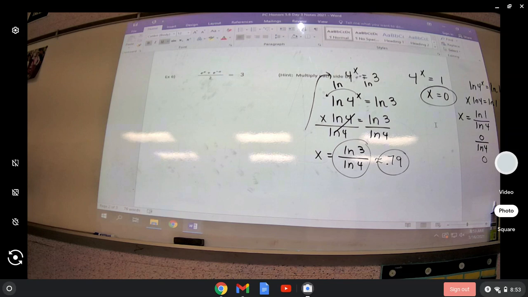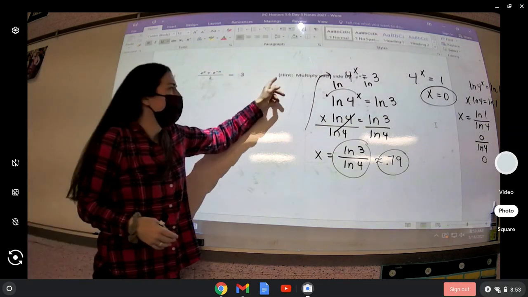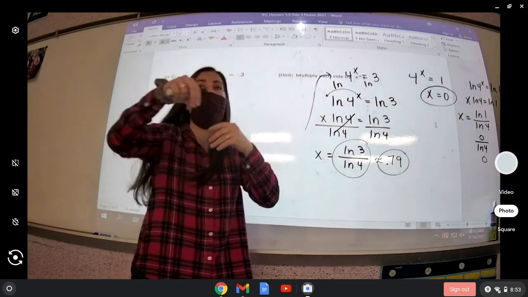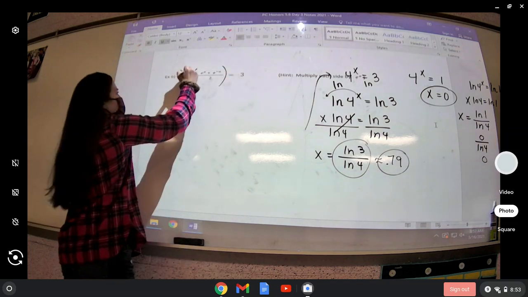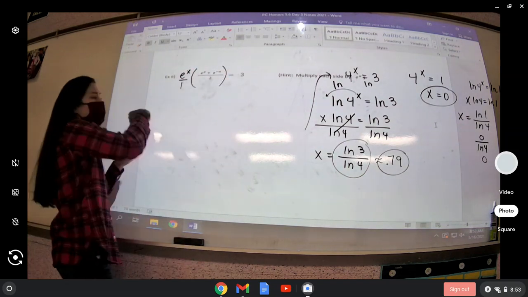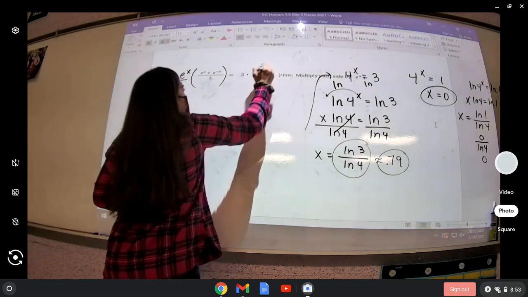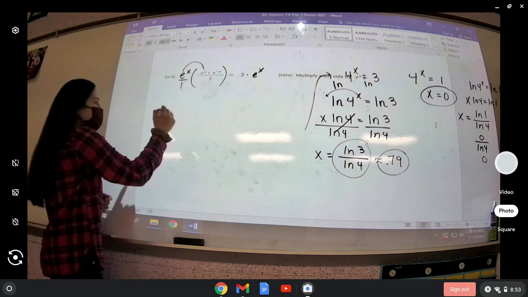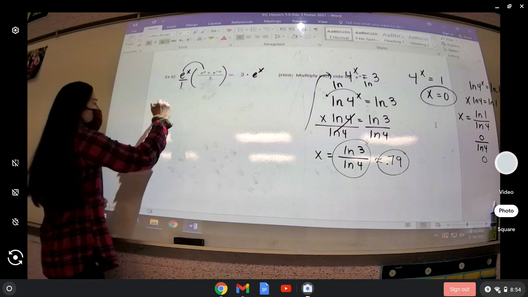All right, so look at this one. They want us to solve this for x, right? But they gave you a hint, and the hint says multiply each side by e to the x. So if I'm going to multiply this side by e to the x, which again is e to the x over 1, so it's really just the top that you're multiplying by e to the x. So guys, e to the x times e to the x is going to be e to the, add your exponents, x plus x, 2x.